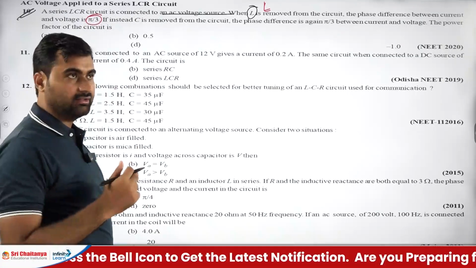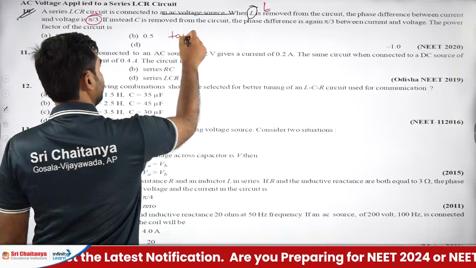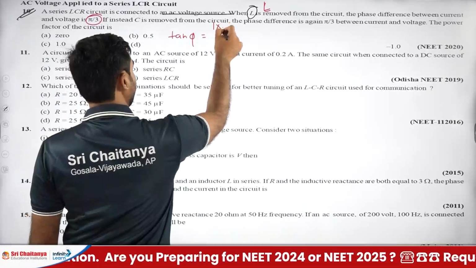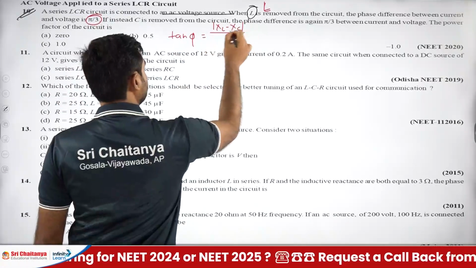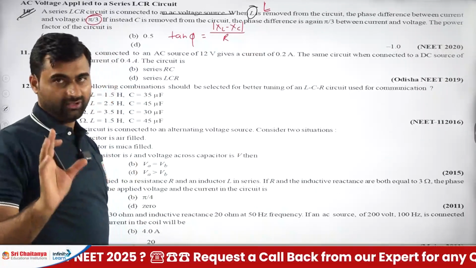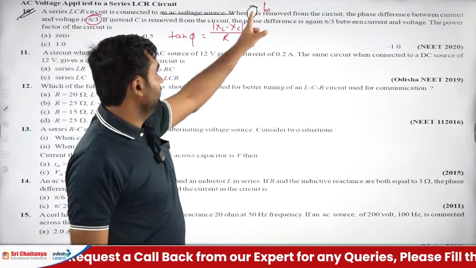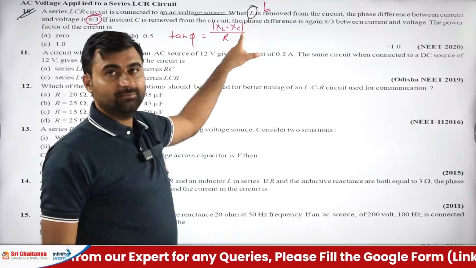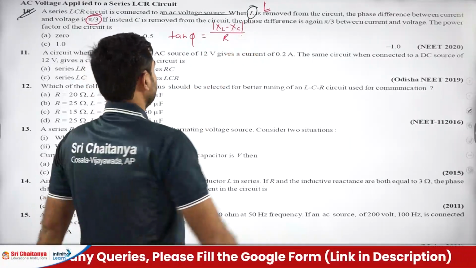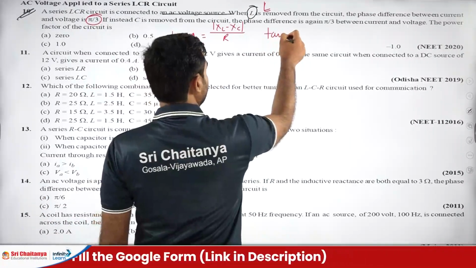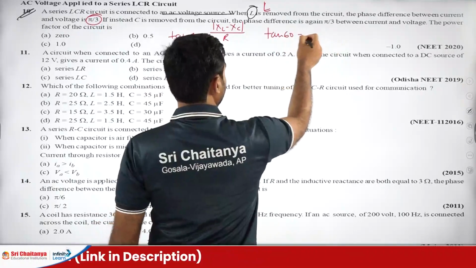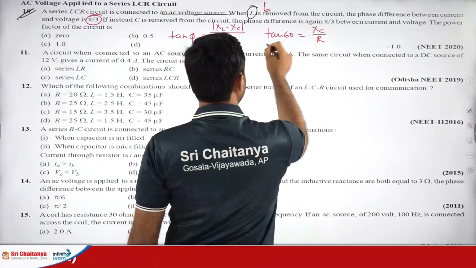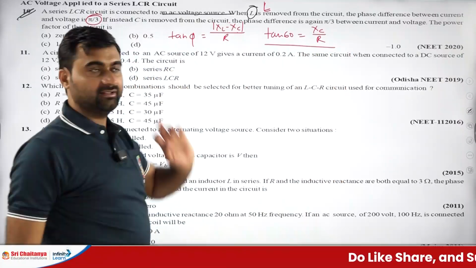Pi by 3. We discussed the phase difference formula: tan phi is mod XL minus XC by R. This formula we discussed or not? Yes, we discussed. No problem. If L is removed, what is there? XC is there. So tan phi value, pi by 3 means 60, equals XC by R. L removed, then XC is there.